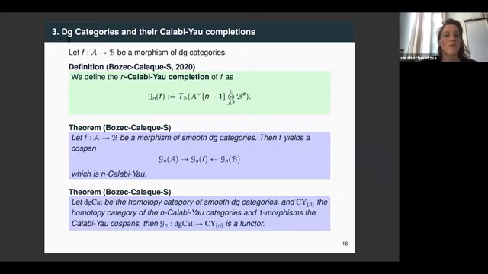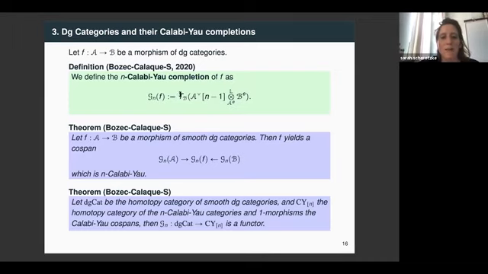So I can start with any map F from A to B, so any map between DG categories. And then what you can define is an n-Calabi-Yau completion. Beforehand we had n-Calabi-Yau completions of objects. Now we have an n-Calabi-Yau completion of a map. And this is defined as follows.